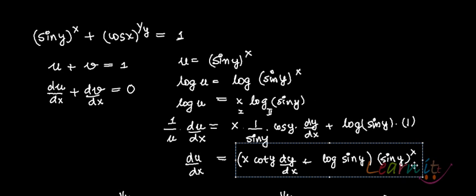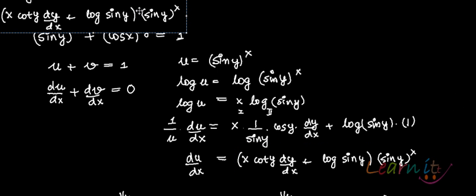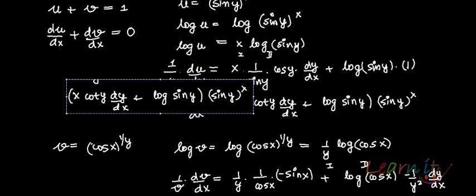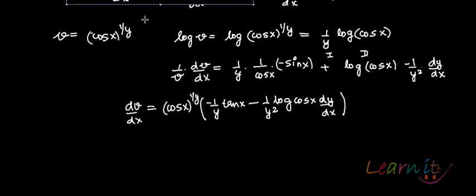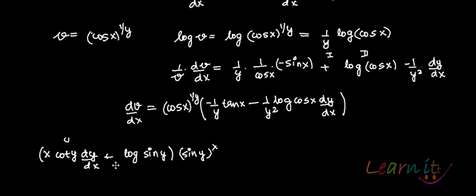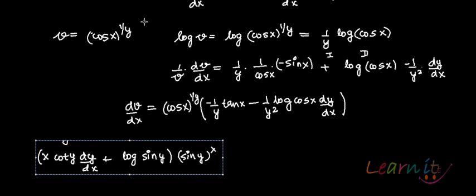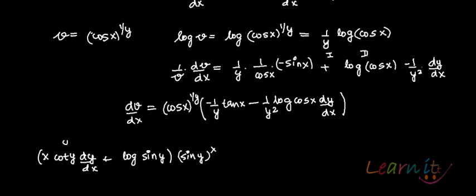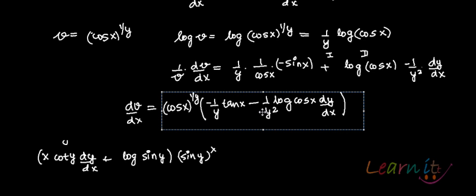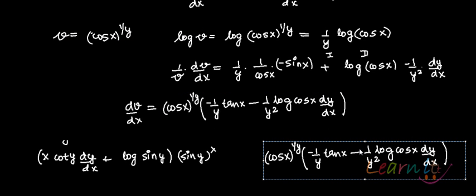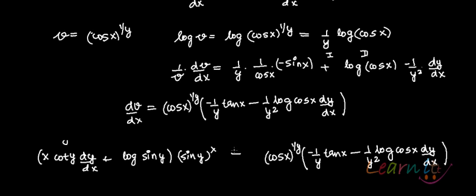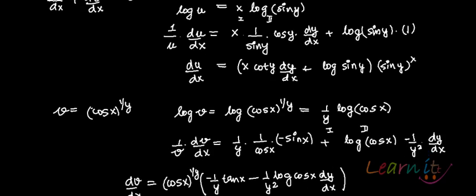So this is the expression for du by dx. Okay, so just taking it here. This is du by dx, and this one is dv by dx, and all of this would be equal to 0. I've just substituted the two expressions here, nothing else.